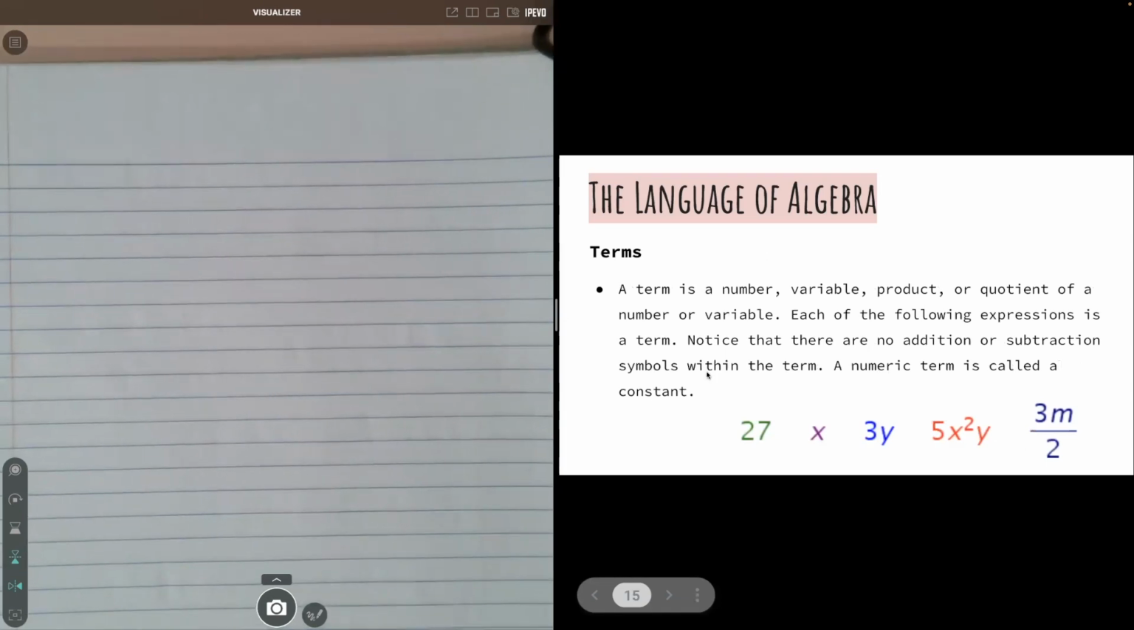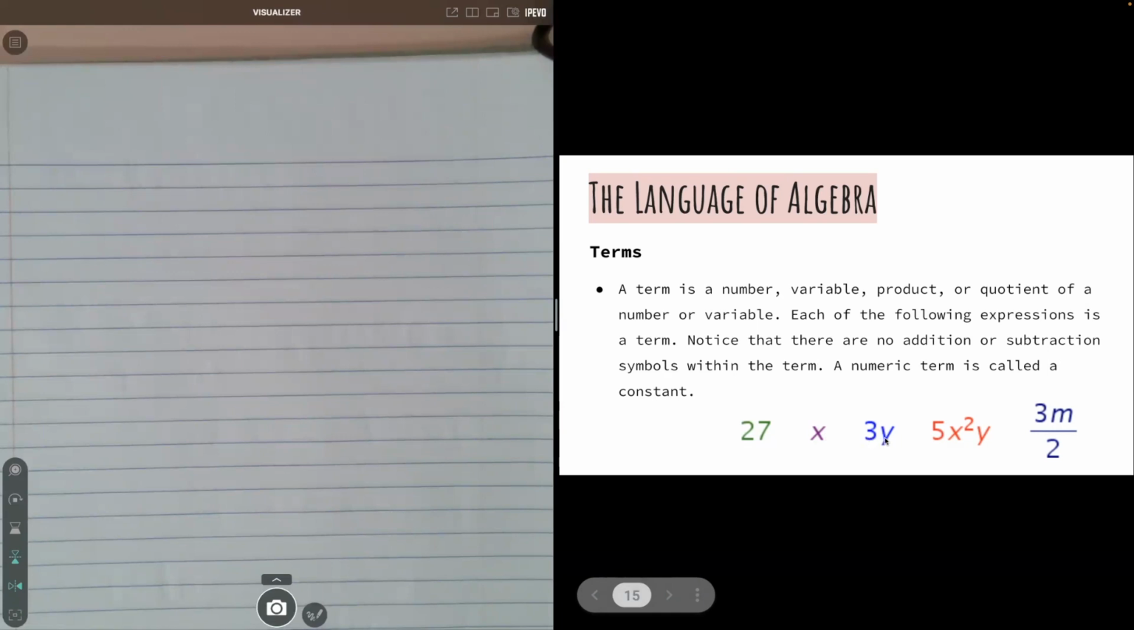So a term is a number, variable, product, or quotient of a number or variable. Each of the following expressions is a term. So by itself, it's a term. Notice that there are no addition or subtraction symbols within the term. A numeric term is called a constant. So here, this term, because it's just a number standing on its own, we say that is a constant. This is just a variable term. It's just standing in for whatever number it represents.